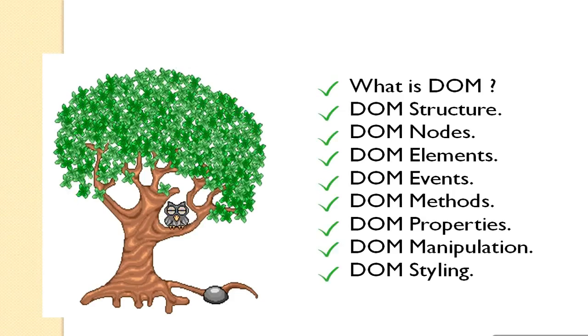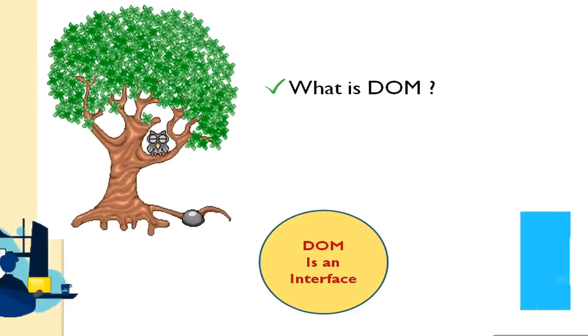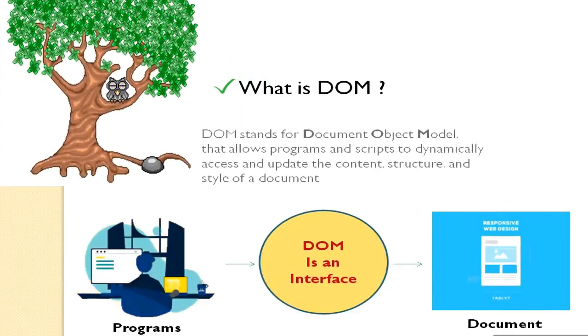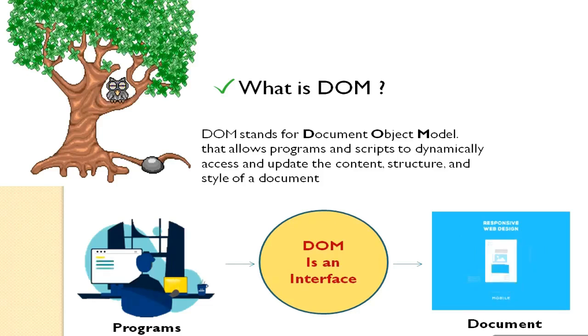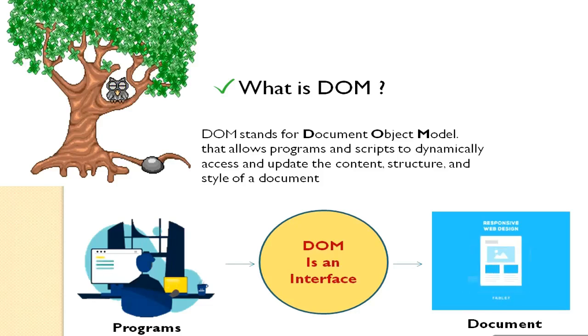So now let us see what is DOM. DOM stands for Document Object Model, okay, and it allows programs and scripts to dynamically access and update the content, structure and style of a document. Okay, so with the help of this definition, we can understand that DOM works as an interface between your program and the document. DOM is working as a bridge between your programs and your document, right?